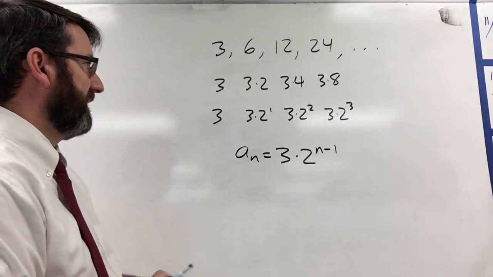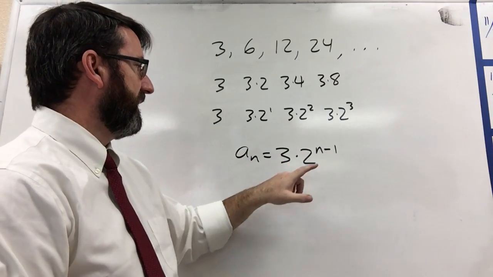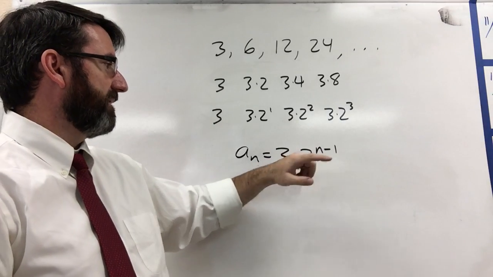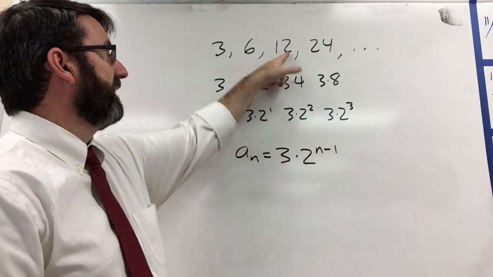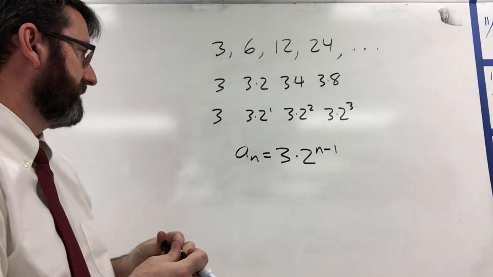And if we check that, let's check the third term. If we plugged in 3 for n, 3 minus 1 is 2. 2 to the second power is 4, times 3 is 12. And so that works.